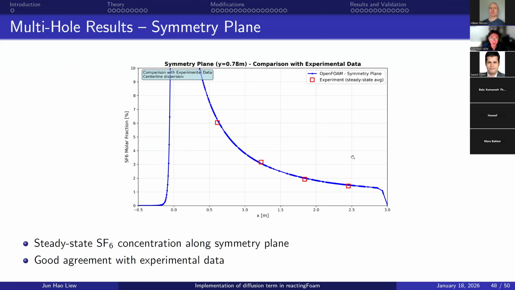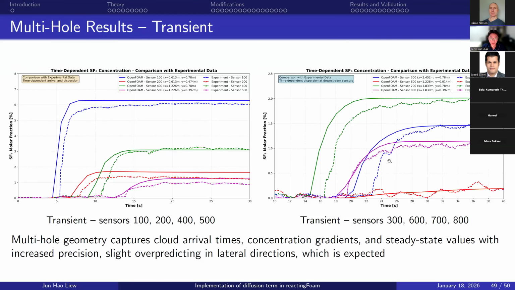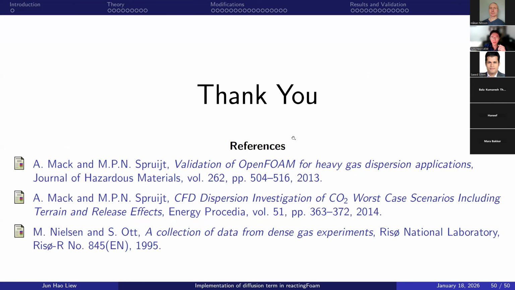So this is the multi-hole results on the symmetry plane. You can see steady state, we've arrived very close to the experimental results. Very good agreement. And then on the transient, I'm not showing the reactingFoam solver. This is just low reacting buoyant foam. You can see a slight over prediction, but this is expected. Very slight over prediction, but this is better agreement than before. And yeah, thank you. That's it.